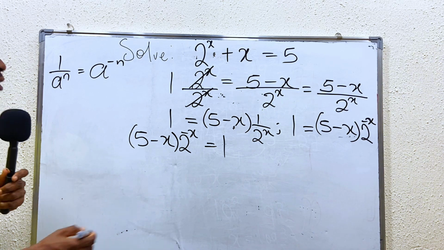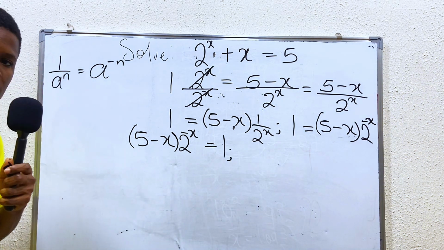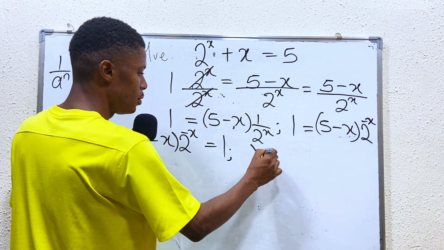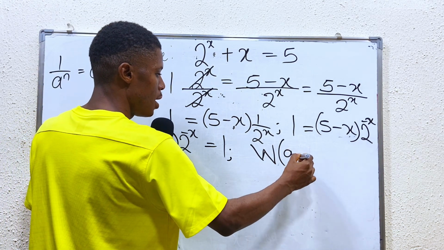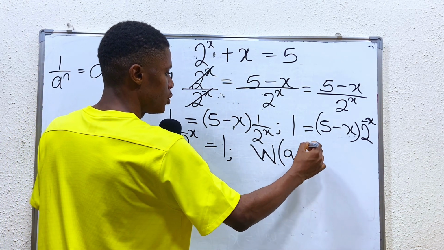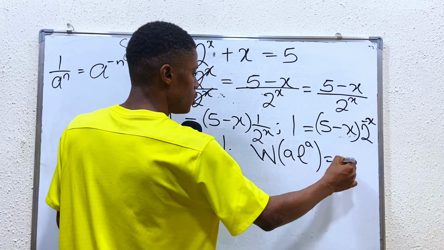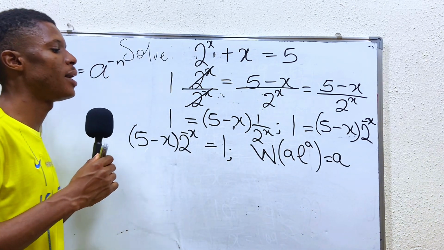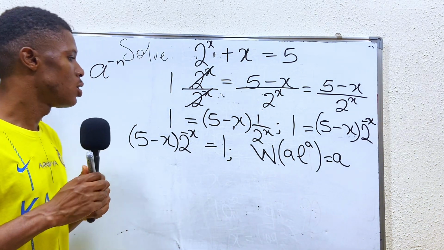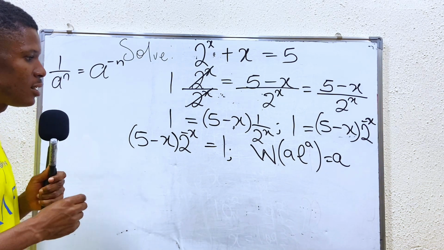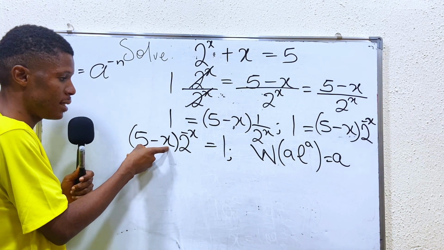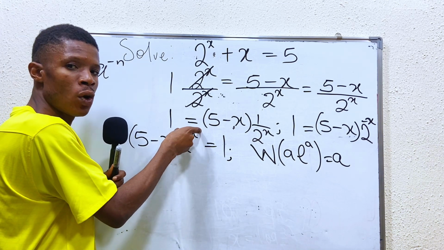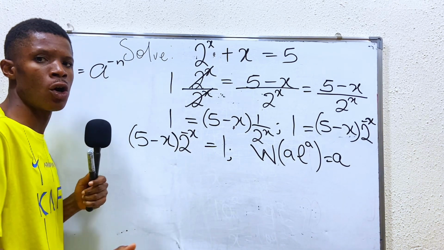Then let's remember the Lambert W function can be written as the Lambert W function of a exponential a is equal to a. This is the Lambert W function. So all we need to do here is that every term that is in this bracket needs to be the same as the power of 2. That's all we need.